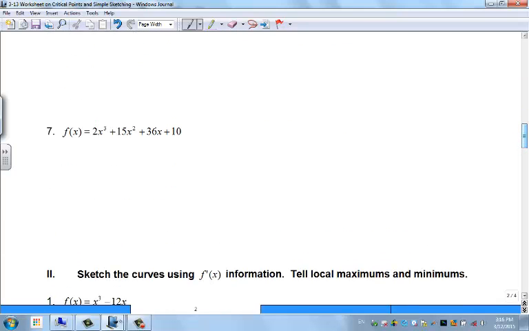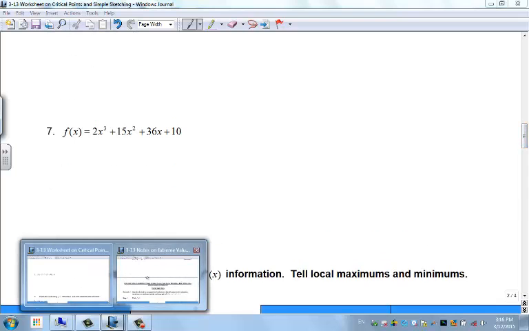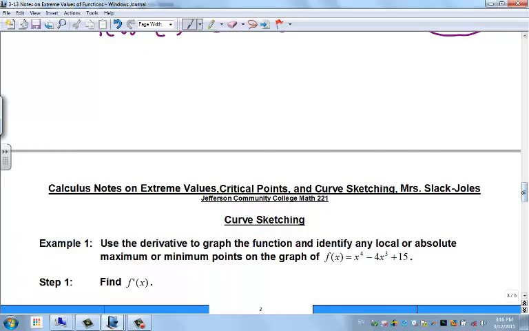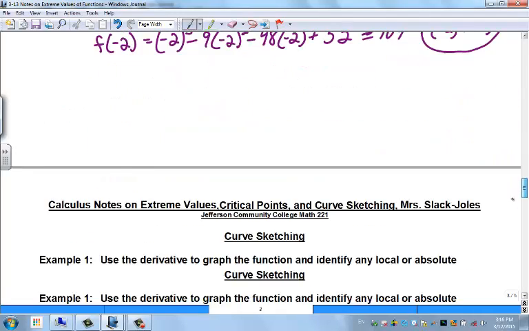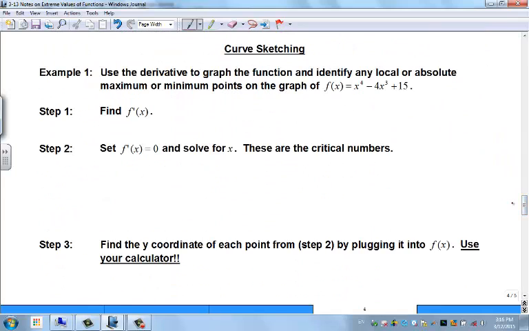All right, so let's move on to the last part of the last problem on the notes, which is curve sketching. So use the derivative to graph the function and identify any local or absolute maximum or minimum values. So first thing we're going to do, find f prime of x. So if f of x is equal to this, then f prime of x is equal to 4x to the 3rd minus 12x squared. And then the constant, of course, the derivative of a constant is 0.